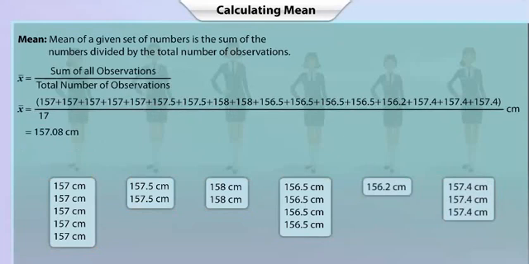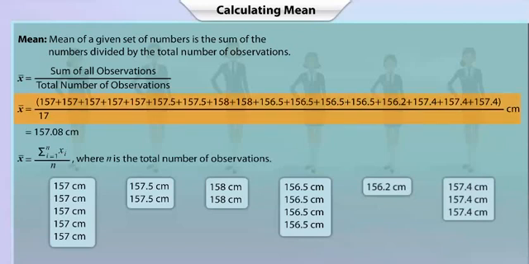Mathematically, mean is denoted as x bar and is equal to the sum of all observations divided by the total number of observations. For a large data set, we write the formula for calculating mean as the summation of xi, as i varies from 1 to n, divided by n, where n is the total number of observations. As you can see, it gets very tedious to find mean in this way, especially when we are given a very large number of observations.